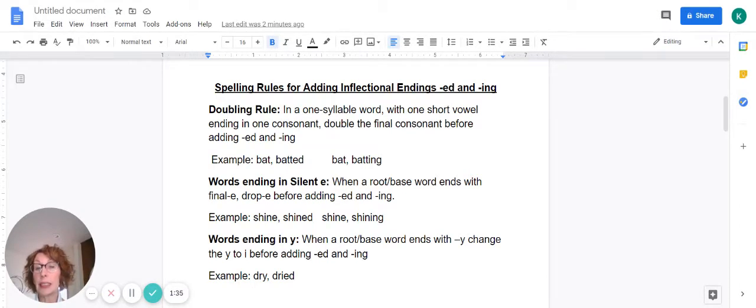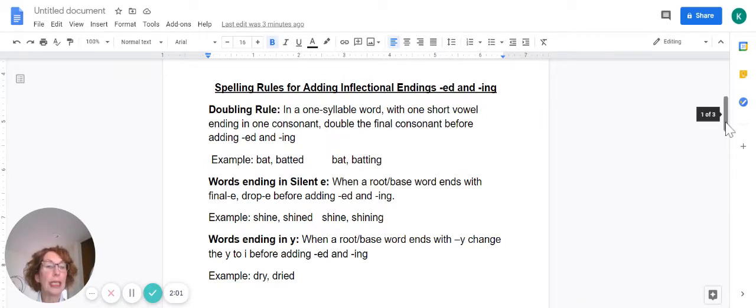Words ending in silent E. When a root or base word ends with the final E, drop the E before adding ed and ing. And our example word is shine. We drop the final E, add the inflectional ending ed, it becomes shined. Again, root or base word is shine, add the inflectional ending ing, and when you do so, you drop the final E, shining.